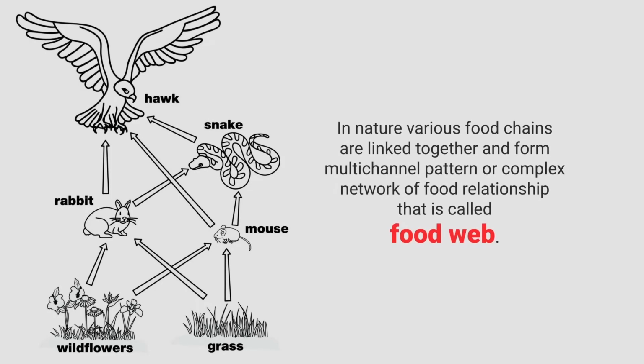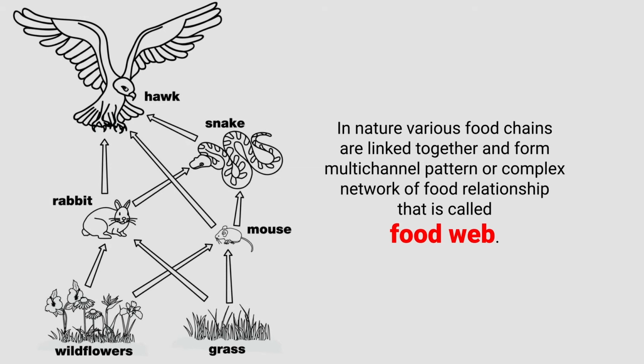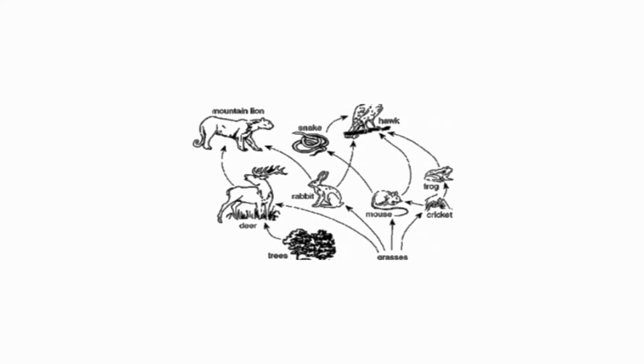So in nature, various food chains are linked together and form a multi-channel pattern or complex network of food relationships, and that is called a food web. Here you will see in this diagram.